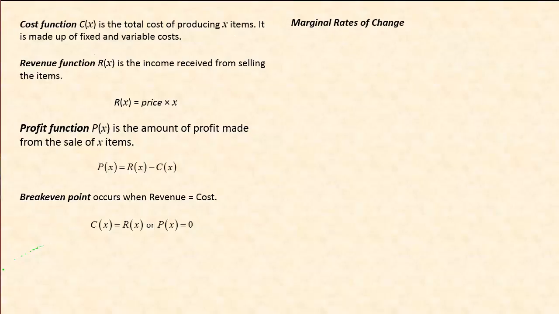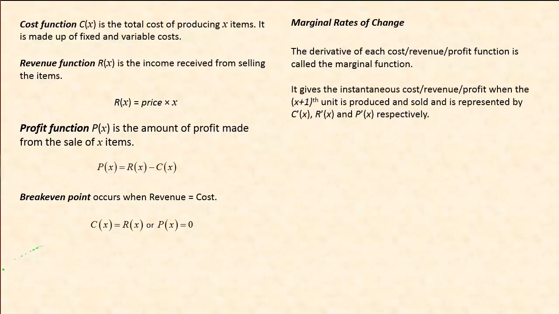Now, marginal rates of change. The derivative of each cost, revenue or profit function is called the marginal function. It gives the instantaneous cost, revenue or profit, depending on which one we differentiated, when the x plus 1th unit is produced and sold and is represented by C', R' and P' of x. So note these are x and this is x plus 1.